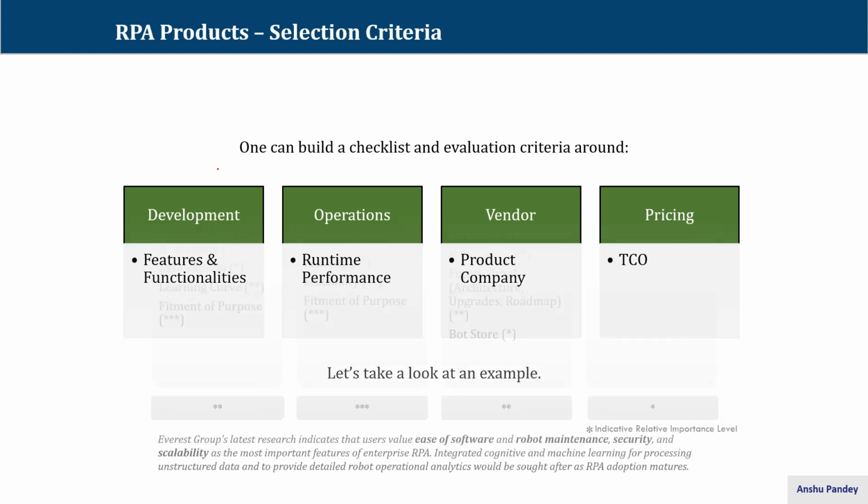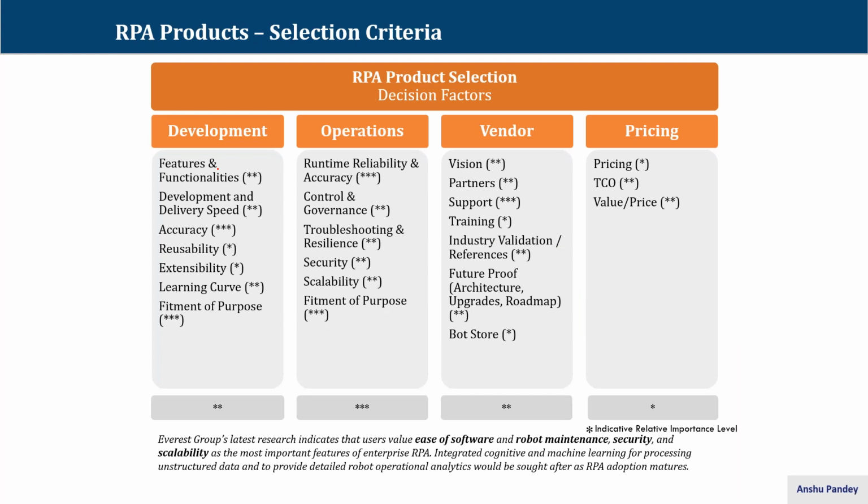So let's look at an example. Maybe you can look at which factors you may want to select a particular tool on. So in development, maybe you can look at the features and functionalities of the bot. You can look at the development and delivery speed, accuracy of the tool, reusability of the tool, extensibility, learning curve, and how it fits your purpose. In operations, runtime accuracy, control and governance, security, troubleshooting, resilience, scalability, fitment of purpose.